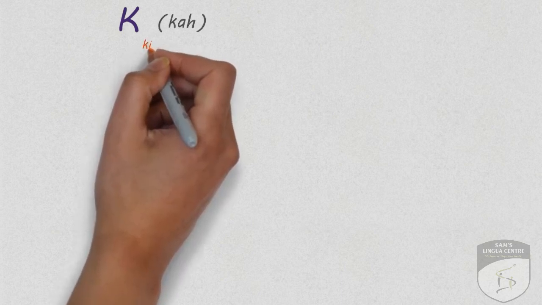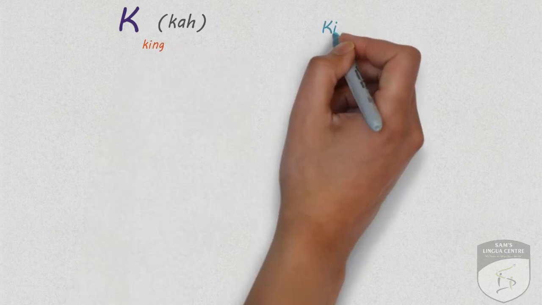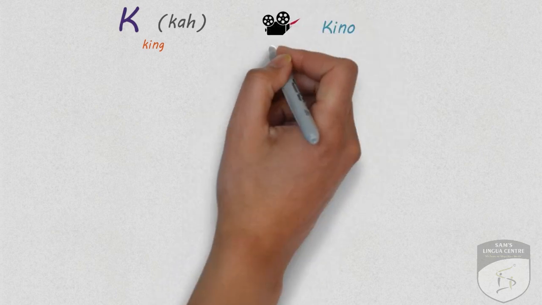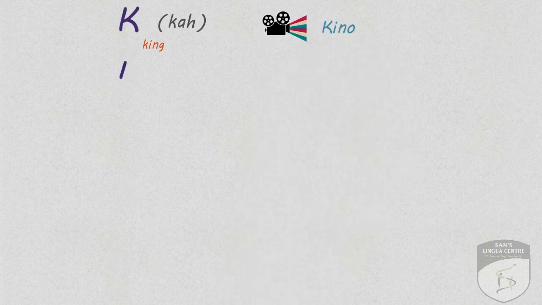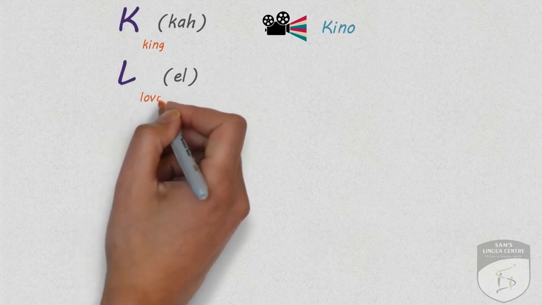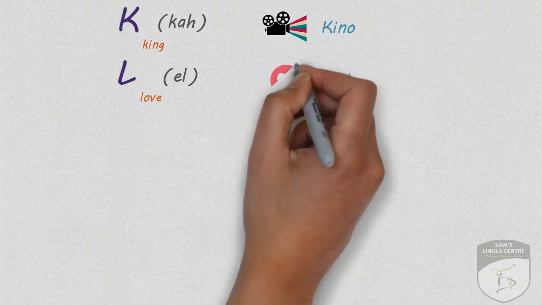K. K is pronounced like the K in the word king. The German word is Kino. Kino, which means cinema. The next letter is L. L is pronounced like the L in the word love, and the translation for love in German is Liebe. Liebe.